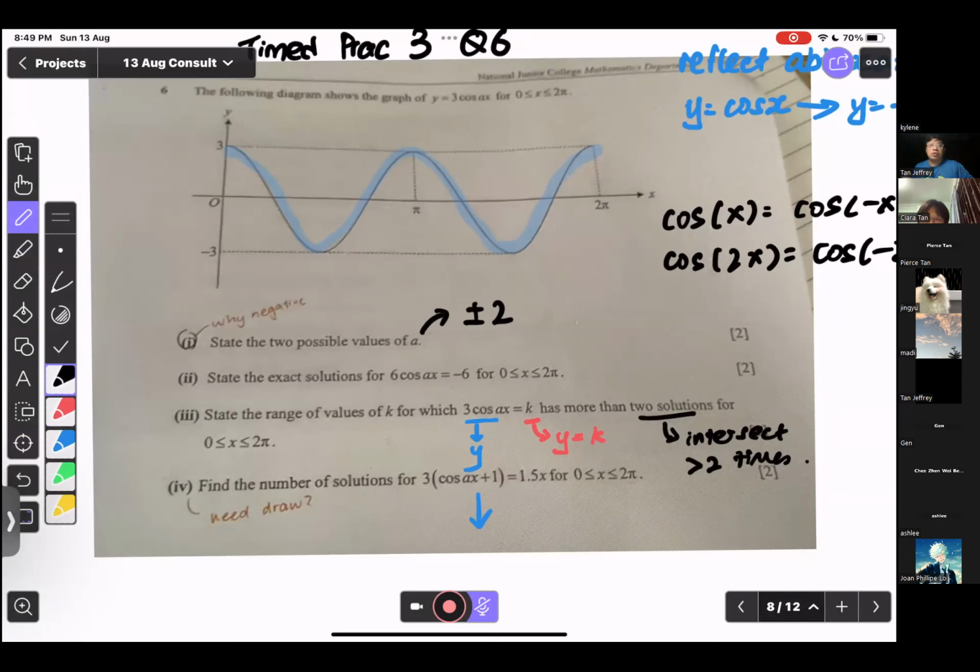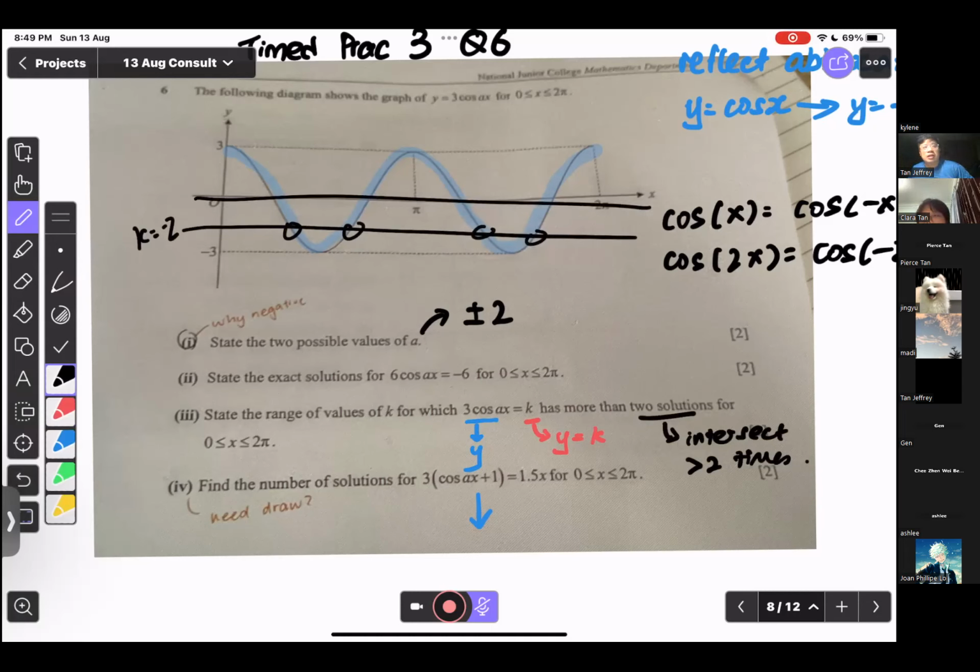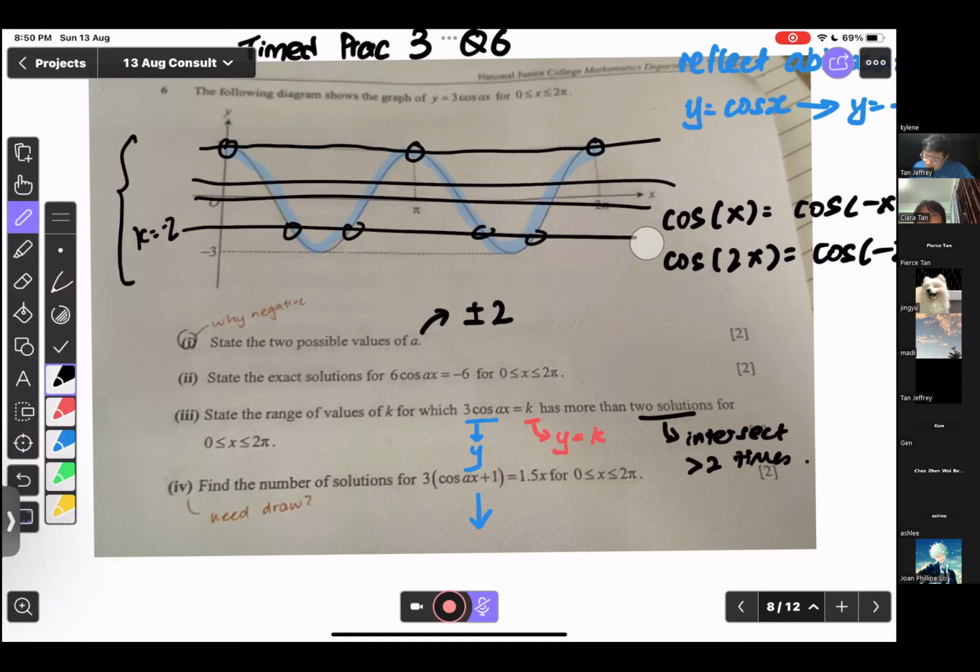Okay, so let's take, for example, k to be -2. Does it cut more than 2 times? Yeah, 1, 2, 3, 4. K is 0, cut more than 2 times? Yep. K is 1, more than 2 times? Yeah. Now I reach k equals 3. Does it cut more than 2 times? Yes, I think so, right? So now the values of k will play here.